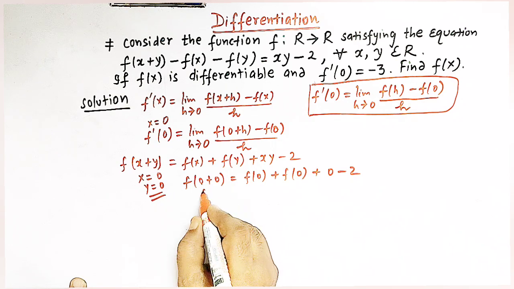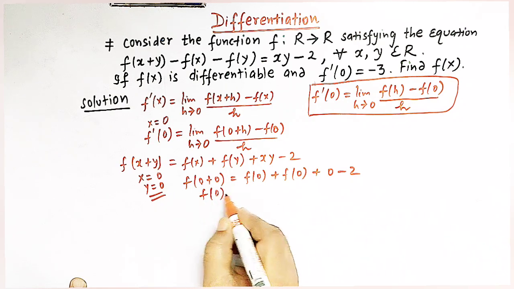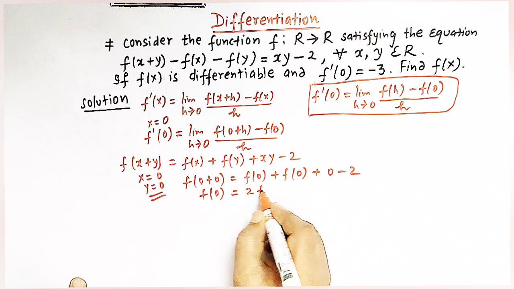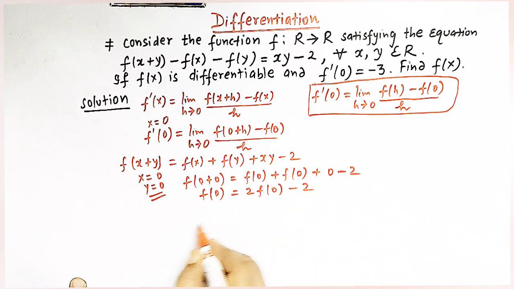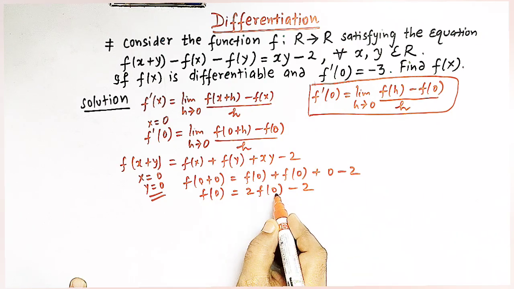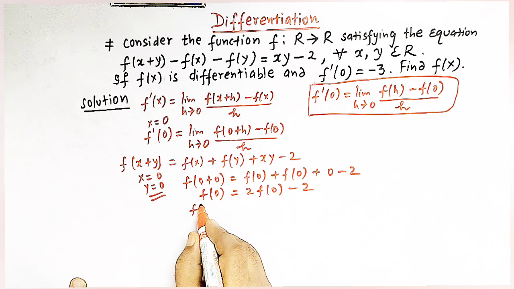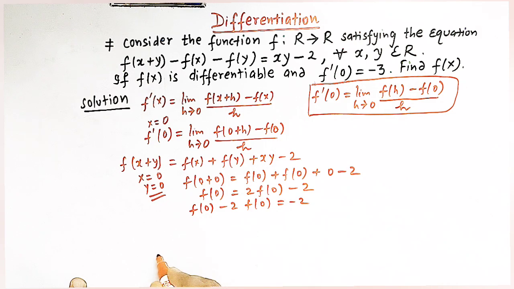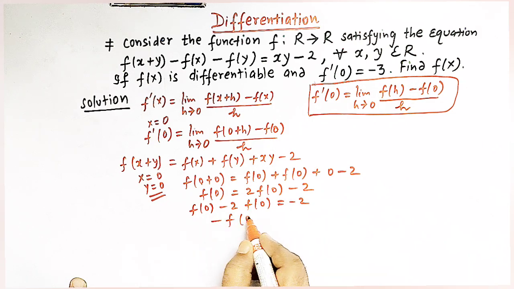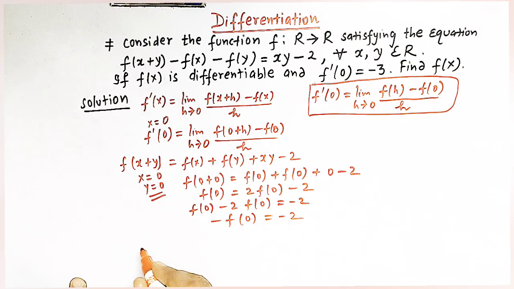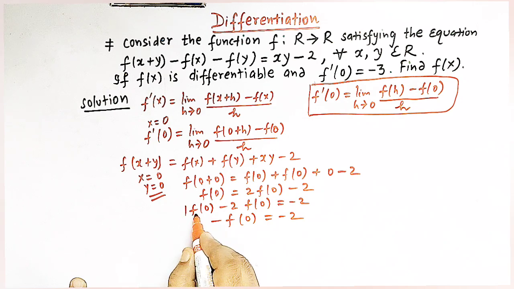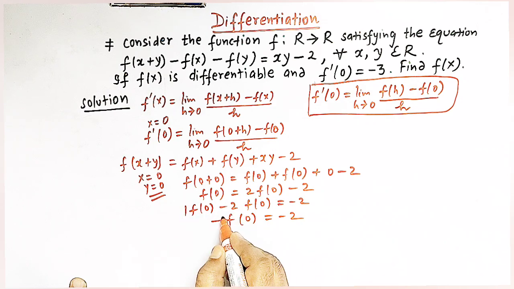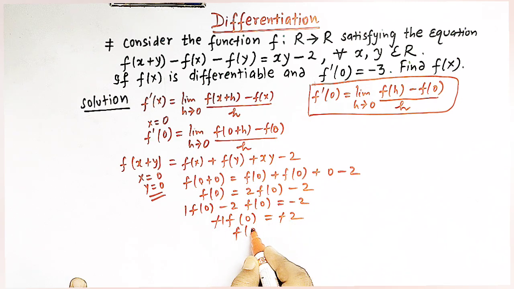So 0 plus 0 is 0, here we have f of 0, this is 2 times f of 0 and minus 2. Taking 2f of 0 to the left hand side, we have minus 2 f of 0 is equal to minus 2. So we have minus f of 0 is equal to minus 2, because here we have 1 f of 0. So 1 minus 2 is minus 1. So minus and minus get cancelled. So here we have f of 0 is equal to 2.